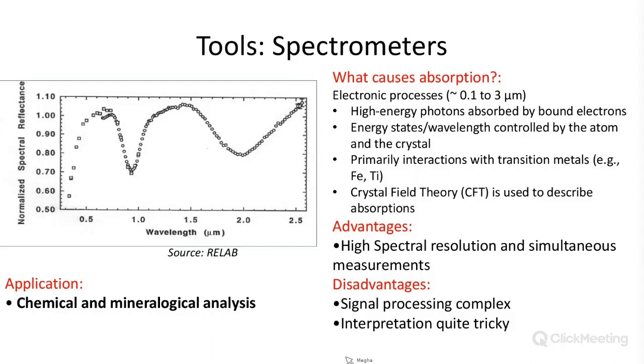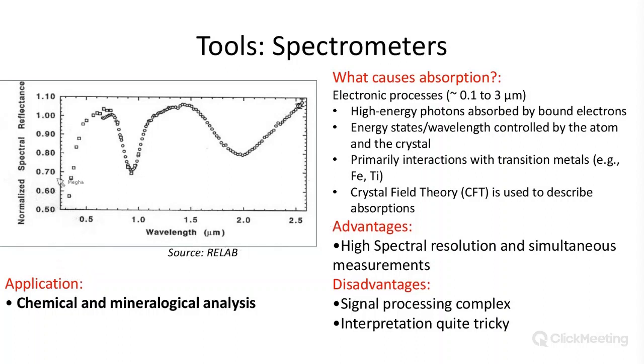So what kind of tools can we use? One of the main important tools is the spectrometer, which can operate in several different wavelength ranges. Here I have just shown you a graph for the visible to near infrared wavelength range, 0.4 to 2.5 micrometer.